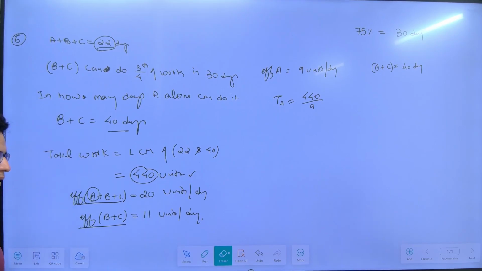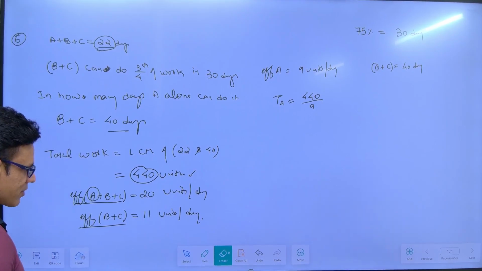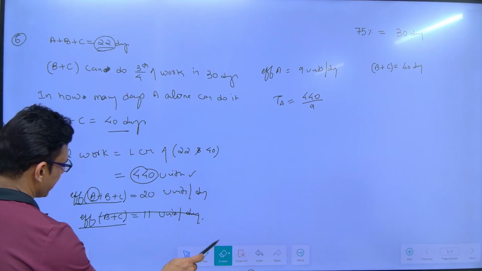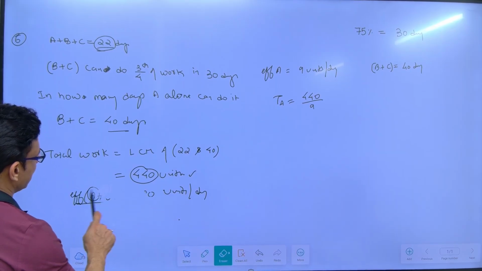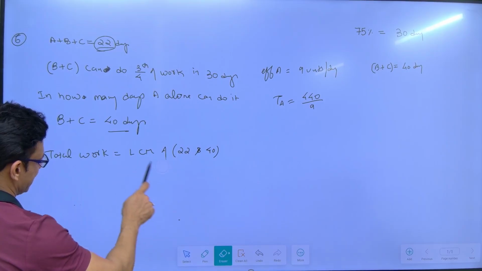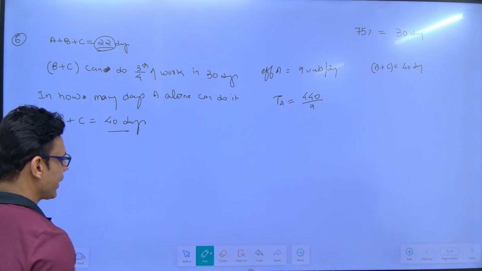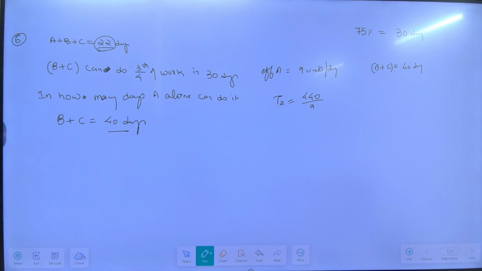Now, let's try to understand the same question, right? Just remember this. I want you to think. They want you to think. A, B, and C together can do this entire work in 20 days. And B and C alone can do it in how many days? 40 days. This is given, right?